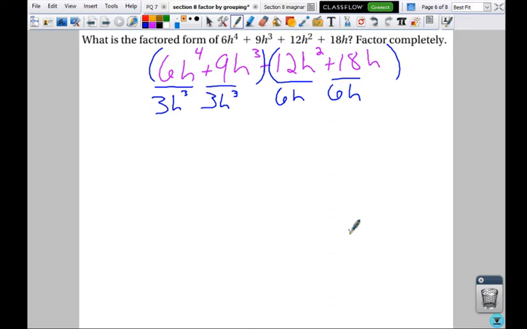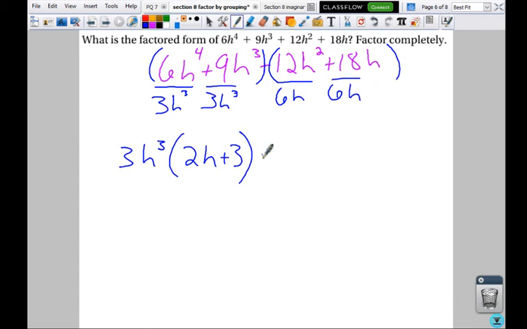Last batch. All right, we're gonna start going over this one, and then that'll be it. We'll go to our exit ticket. All right, so I'm taking out a 3H to the third. What's my first parenthesis after I factor out the 3H to the third? Yep, and then plus 3.